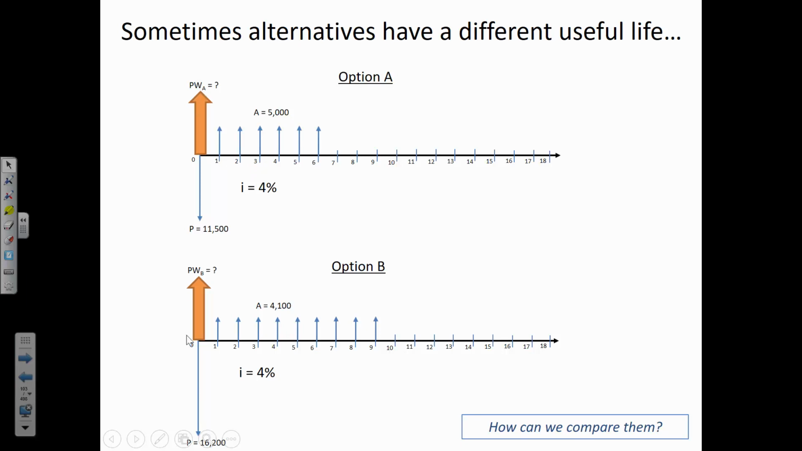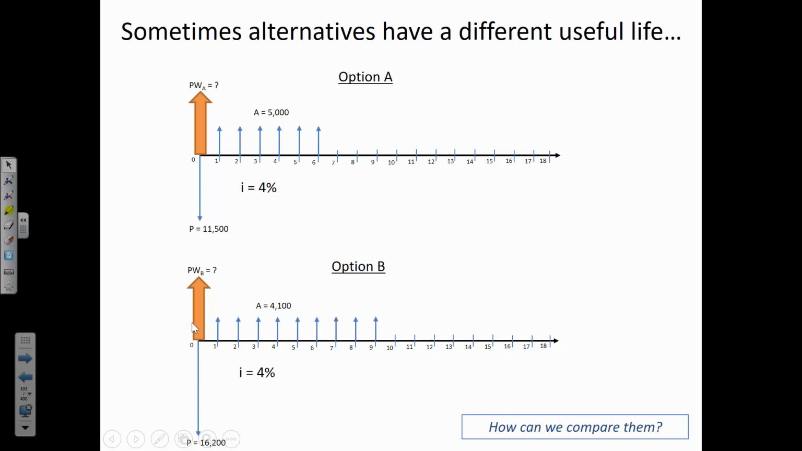Now, we know that our strategy is to find the present worth of each, because we're in present worth analysis. That's what we're doing. So that orange arrow there just means we want to find out, if you take this annual series back to the present and you combine it with the amount that's already at the present, what's the sum of the present worths for option B.